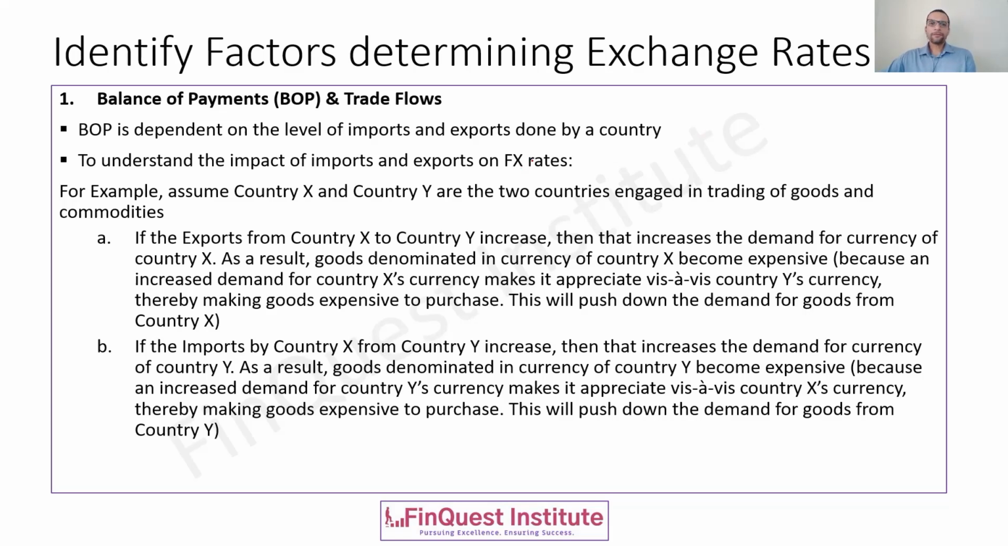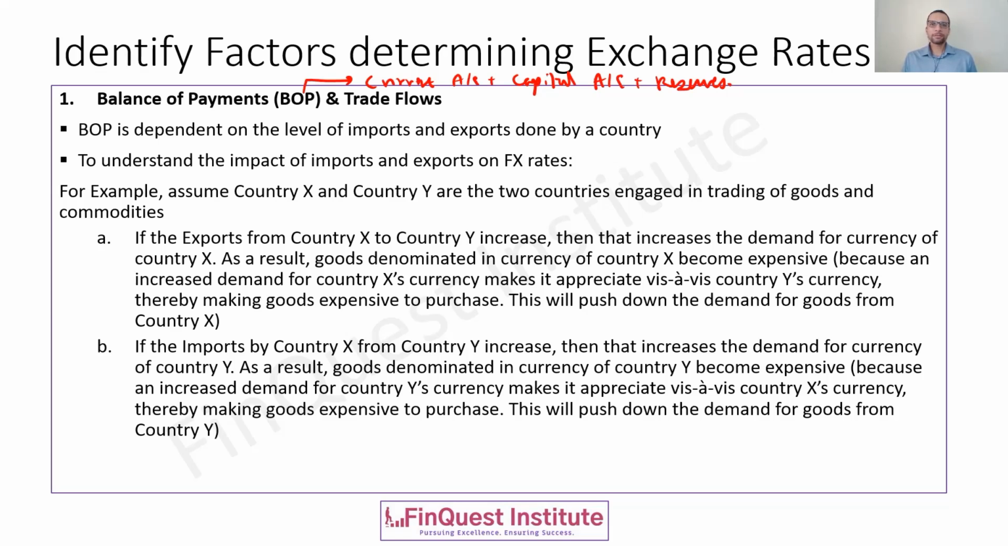Now, let's try to identify factors which determine exchange rates. So, firstly, we start with balance of payments and trade flows. When we say BOP or balance of payments, it's a summation of three items. We have a current account, a capital account, and reserves. These are the three components which we consider as a part of BOP.